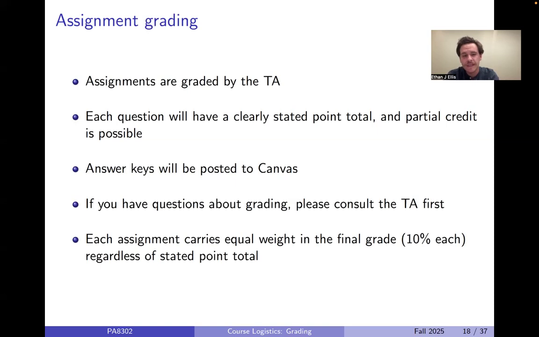However, obviously, I'm willing to meet with you if you have any concerns regarding your assignments or the grades that you receive on them. Each assignment, as I said at the beginning, will carry equal weight in the final grade, regardless of the stated points total. So that's a thing where like one might have 160 available total points, one might have 80 available total points, but it's all going to end up as 10% total.